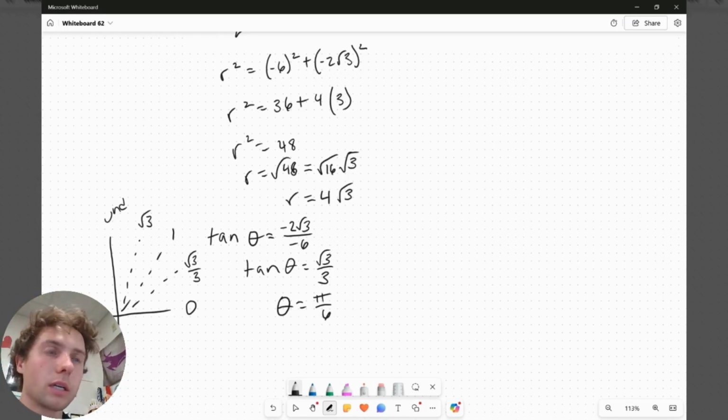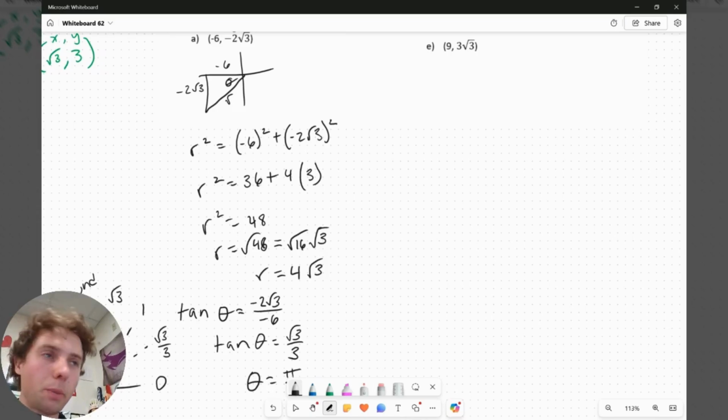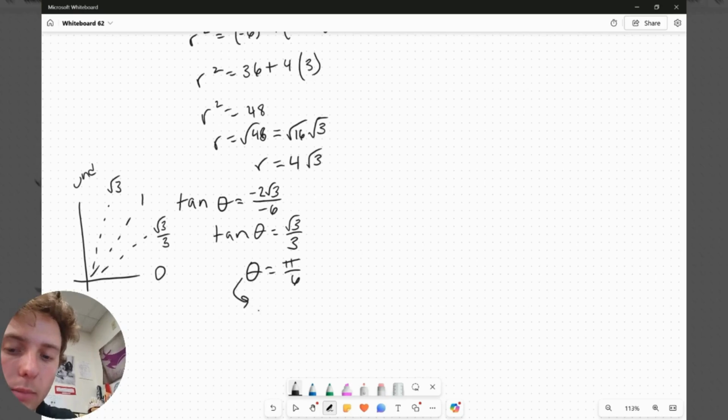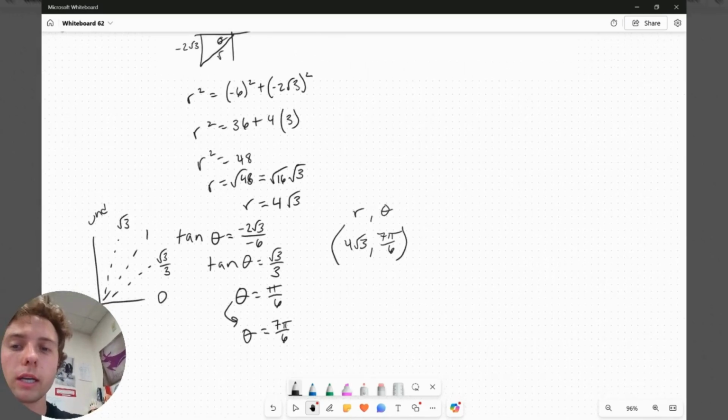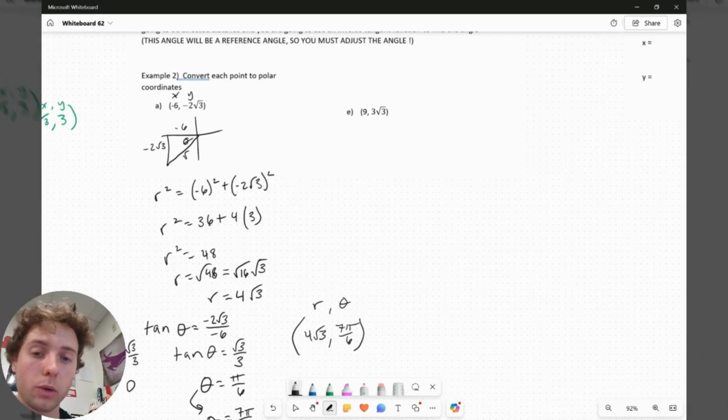But be careful, because that's not the right answer. We drew this triangle in the third quadrant. Pi sixths does not get us to the third quadrant. So we need to fix that by adjusting our angle. We can make the angle move to the third quadrant instead. Pi sixths, if that were in the third quadrant, would be at 7 pi sixths. So now we have our coordinate r comma theta, which is 4 root 3 comma 7 pi sixths. That is an equivalent coordinate in polar form to the rectangular one we were given.